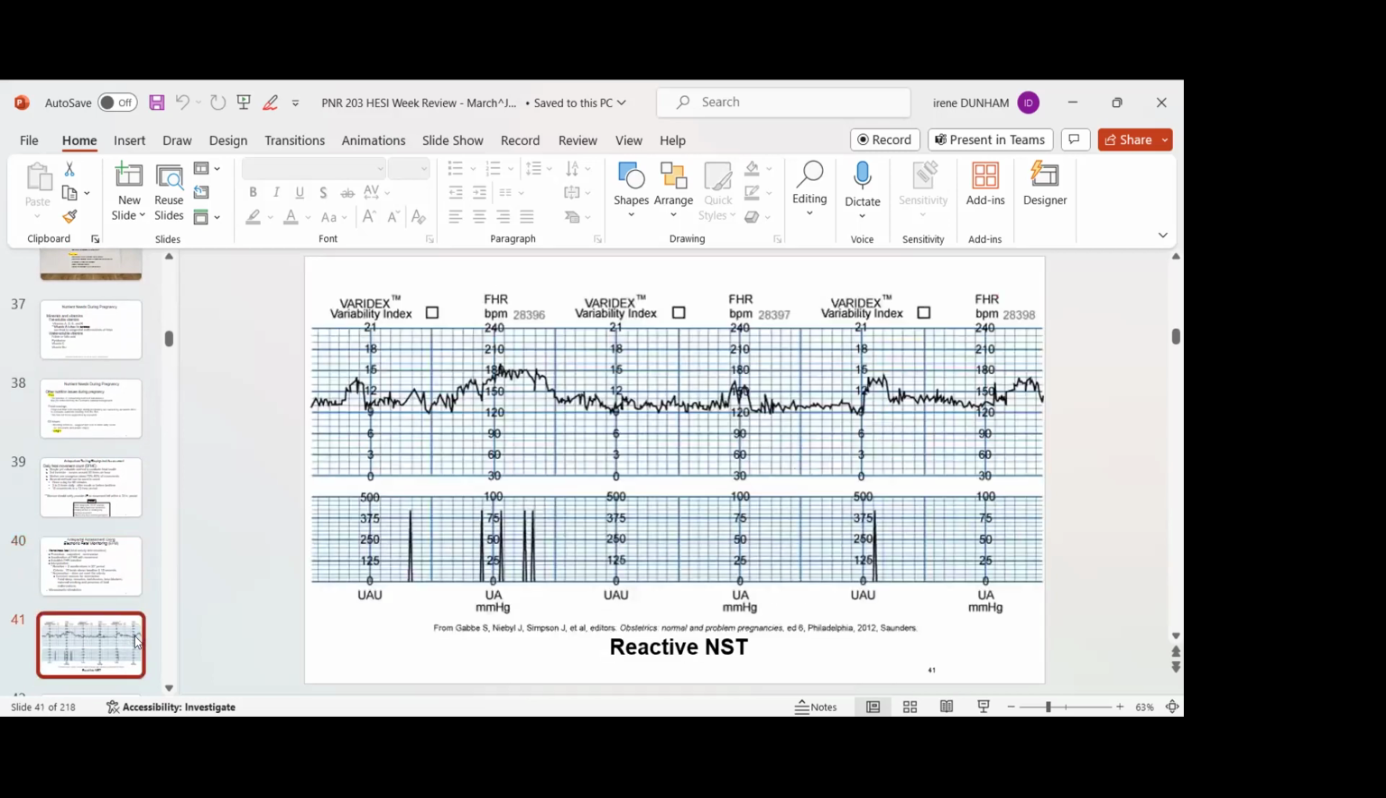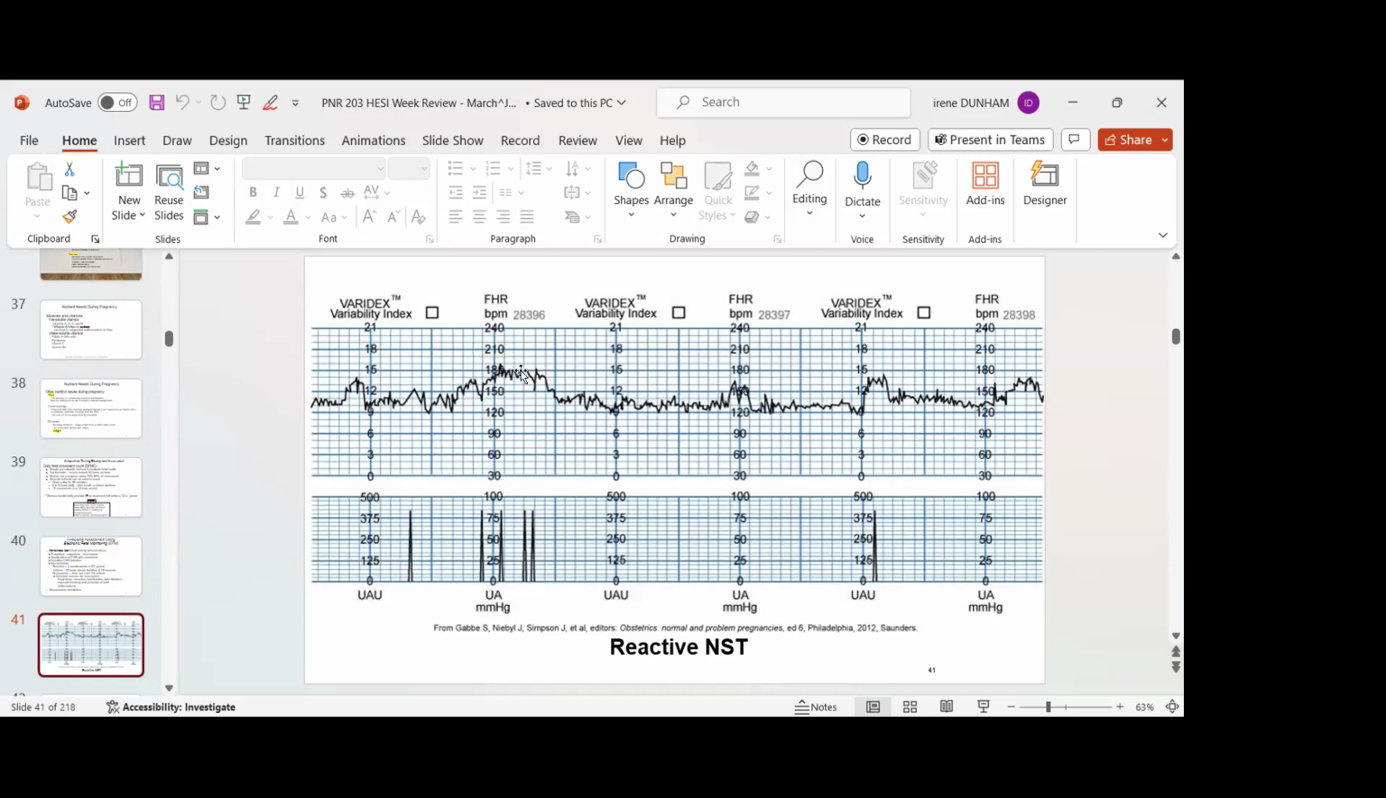Okay, so here I think I have a reactive test. Let me take my pointer. See, I've got a baseline here. Here's 120. So this baseline looks like about 130. And here I have a lot of squiggly lines, so that means I have good variability. And the baby moves. See, here's mommy pressing that buzzer, and the baby moves. And look at that beautiful acceleration.